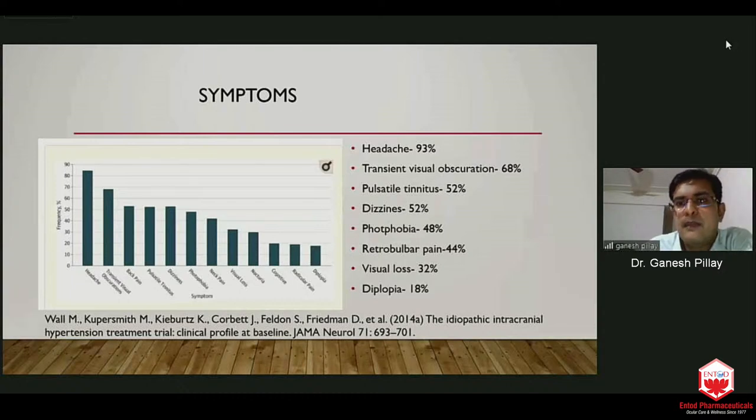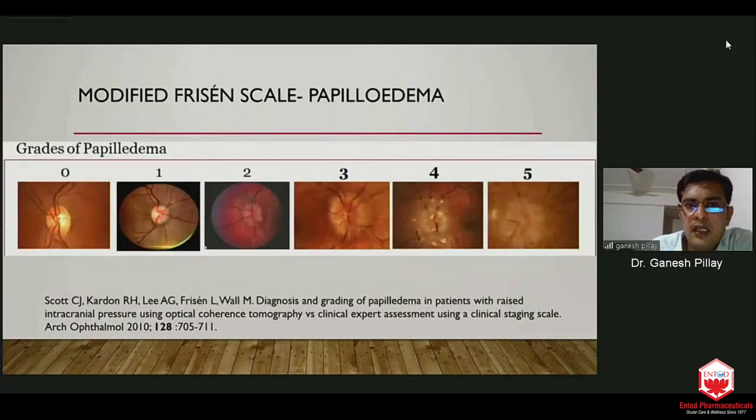Symptoms: normally the patient presents to us ophthalmologists with headache, transient visual obscuration, sometimes pulsatile tinnitus, dizziness, photophobia, retrobulbar pain, visual loss, and diplopia. So first we grade the papilledema. We have to look for the papilledema. This is the Frisén, modified Frisén scale.